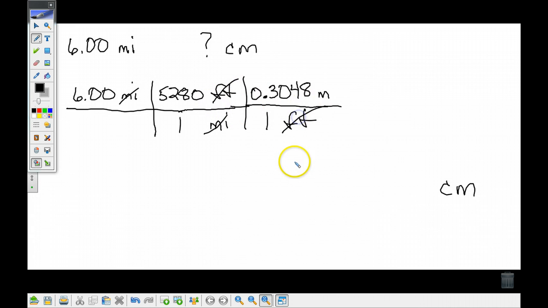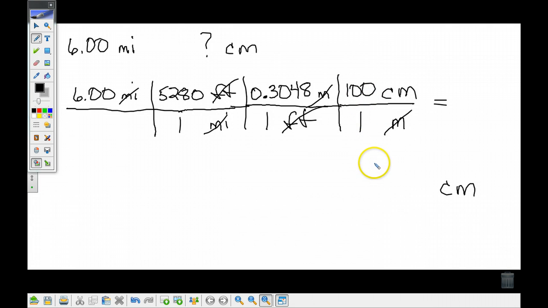Feet cancels feet. I've now taken two things that are equal to each other and used them to convert to meters. Alright, hey, we're now in the SI system. And now I hope you can see the next step should be our last. And because meter is on the top, I want to put meter on the bottom so I can cancel it. And do I know how many centimeters are in a meter? You better. It's 100. 100 centimeters and 1 meter are the same thing.